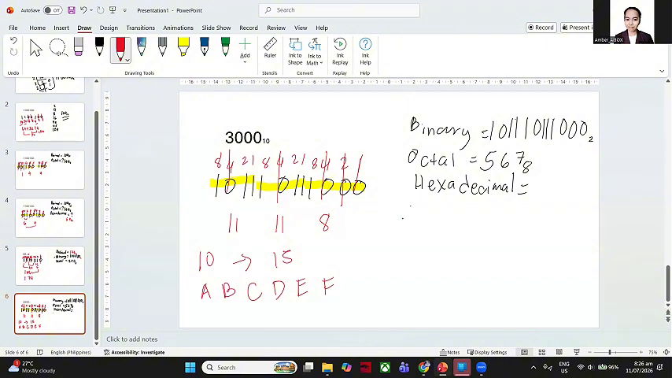So our answer for our hexadecimal is 2B. Why B? B is 11. We have 2 11 here. So now it shorts for 2, 11, 8.